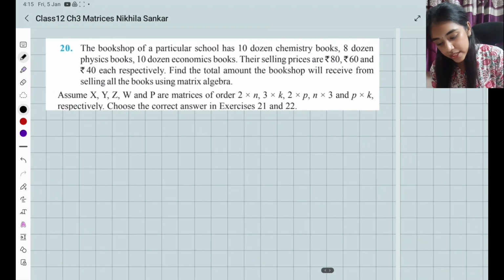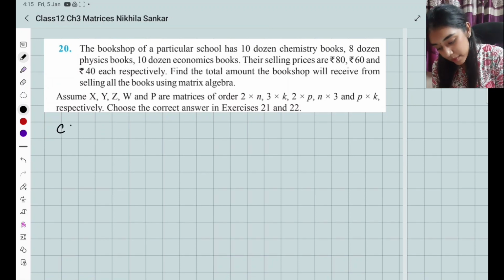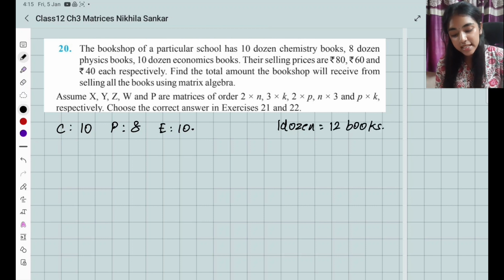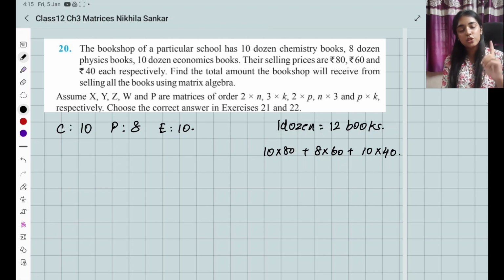Question number 20. The bookshop of a particular school has 10 dozen chemistry books, 8 dozen physics books and 10 dozen economics books. Okay, now how many chemistry books are there? 10 dozen. Physics is 8 dozen and economics is 10 dozen. How many are there in one dozen? 1 dozen equals 12 books. So first we have to multiply that. Their selling prices are 80, 60, 40. So what do we do? 10 into 80 plus 8 into 60 plus 10 into 40. This is how we do it, and our final answer should be a 1 by 1 matrix.